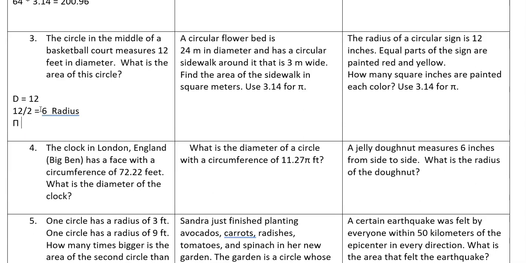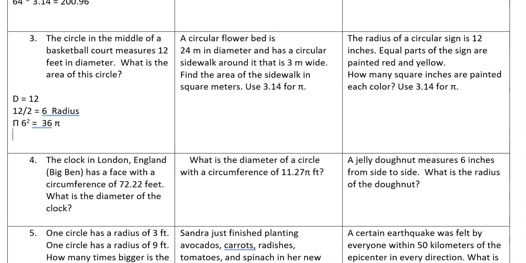Once we have the radius, pi r squared sounds like area to me. So pi r squared would be 36 pi. That's our exact area. For our approximate area, we do 36 times 3.14. 36 times 3.14 is 113.04.